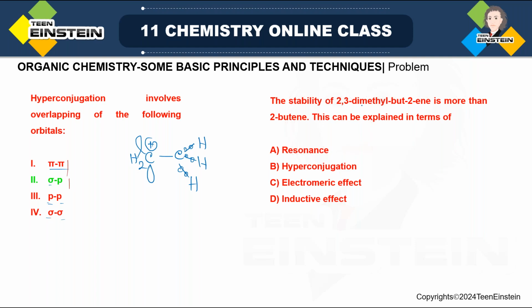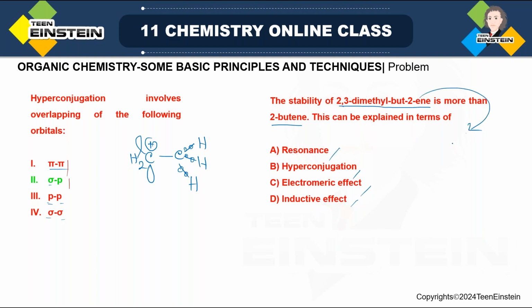The stability of 2,3-dimethyl butene is more than 2-butene. This can be explained in terms of what? Here a total of 4 different terms are given. All are electron displacement effects. But first of all, you have to draw the structure.